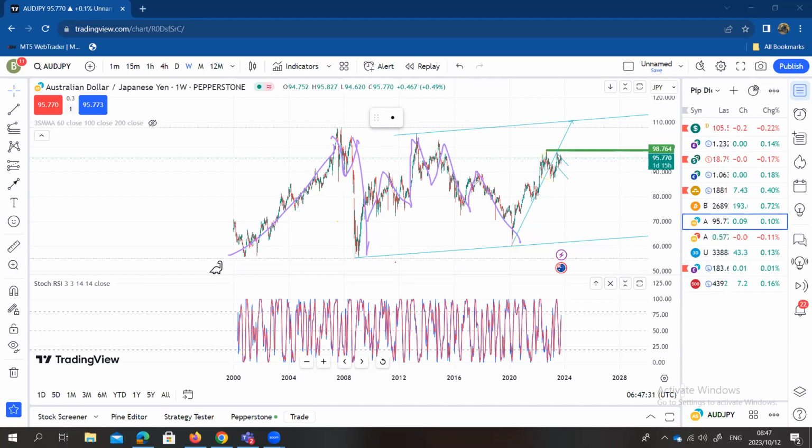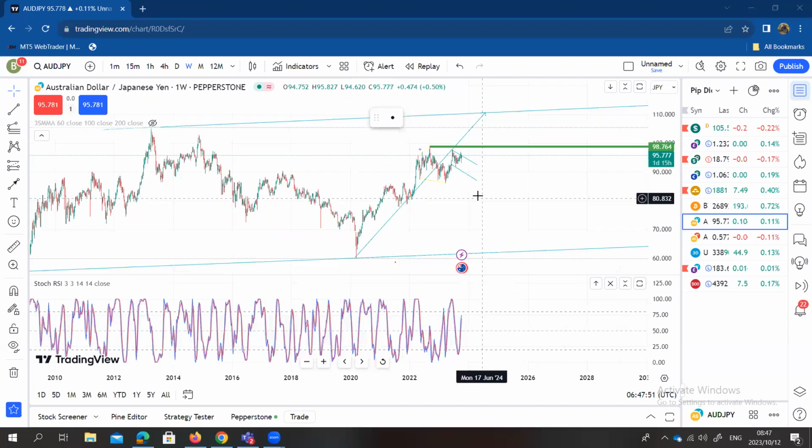A, B, C. This could have been correcting this initial swing. So we have a swing, a three-wave correction. So I expect another swing similar to this one here. And we can also see the market seems to be confirming that.